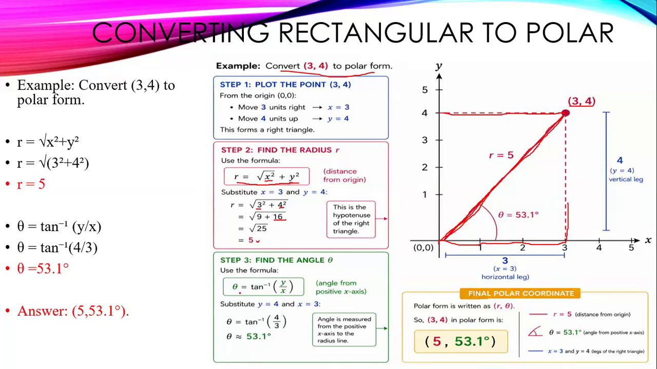So now we need to find our angle. To find our angle, we use the formula theta equals tan inverse of y upon x. So we have back our tan inverse. Where we see y, we put back 4. Where we see x, we put back 3. So the tan inverse of 4 upon 3, we end up with theta equal to 53.1 degrees.